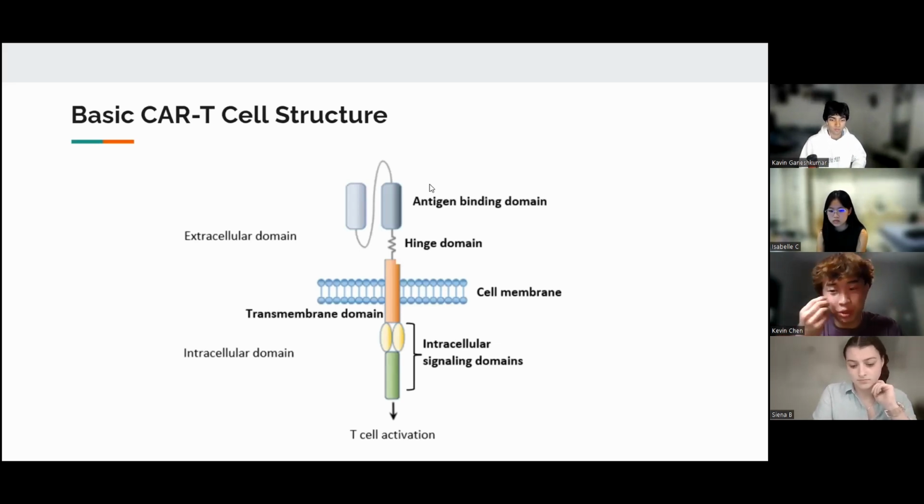So this is the basic structure of a CAR T cell. You have your antigen binding domain, which is the main thing that they change in the lab to bind to the various receptors that we have on our cells, a hinge domain to connect it to the transmembrane domain, to connect it to the intracellular signaling domain. So when something binds to the upper antigen binding domain, it can lead to a signal transduction pathway and activate certain things later down the chain.